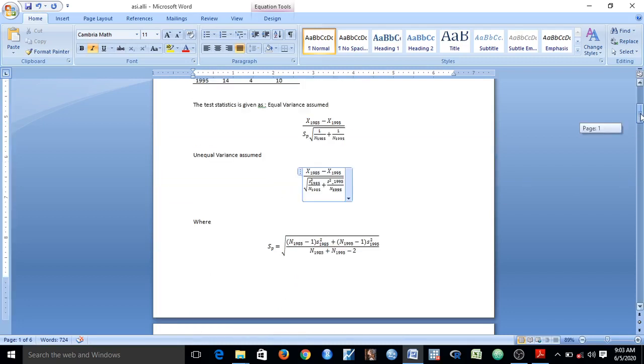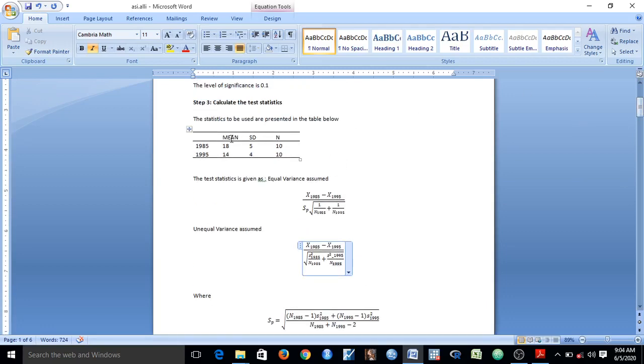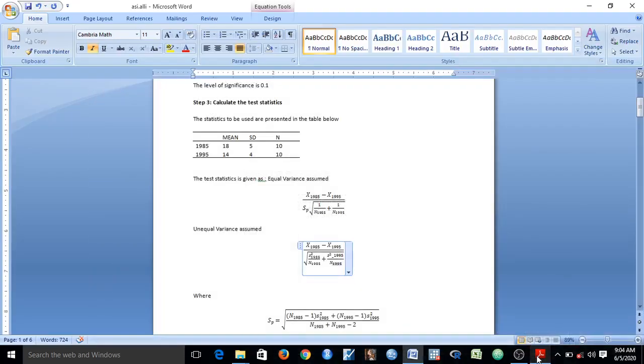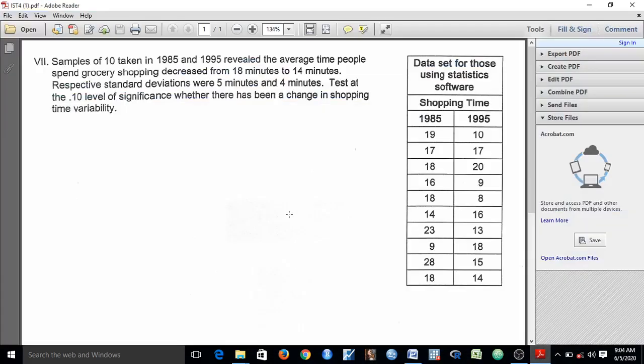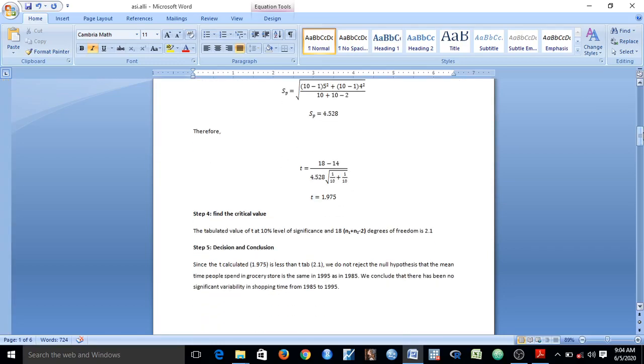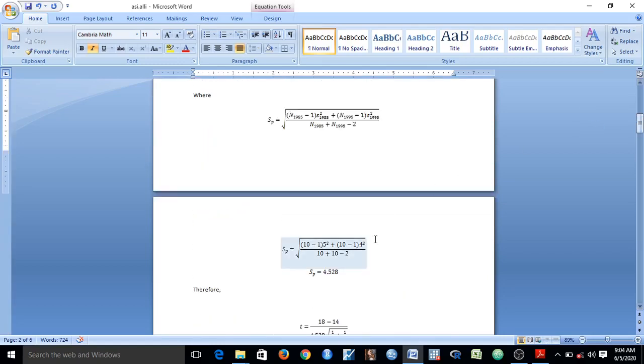then the statistics we are going to use. As given in the question, the mean for 1985 is 18, while that of 1995 is 14. The standard deviations are given as 5 minutes and 4 minutes respectively, while the number of observations is 10 for both. So we proceed to calculate our Sp first, our pooled standard deviation.